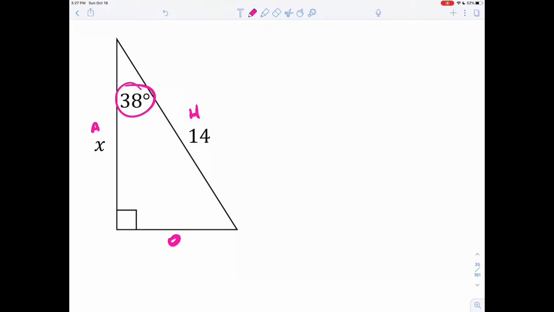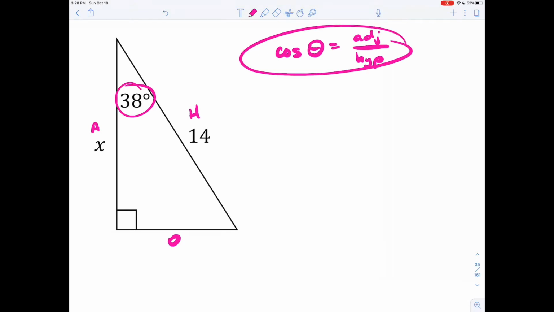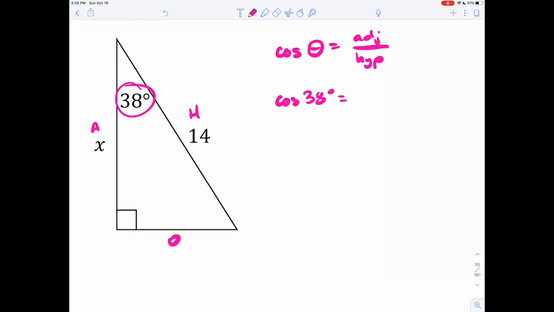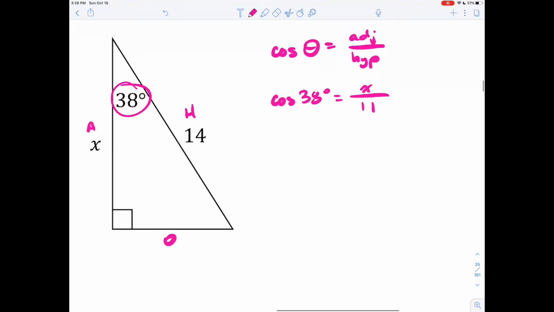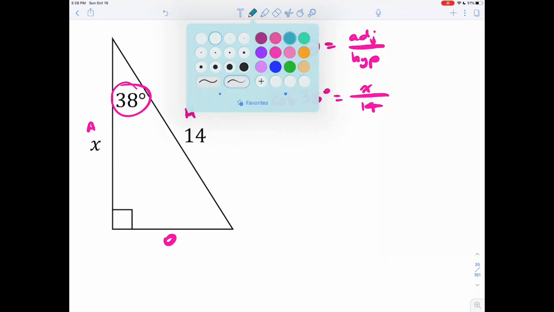Since I'm working with adjacent and hypotenuse, I'm going to use the CAH of SOHCAHTOA and say that cos theta is adjacent over hypotenuse. You don't have to state this. I like to. That's just me. I'm going to fill in what I know. I know that the angle is 38 degrees, my adjacent side is x, and my hypotenuse is 14.